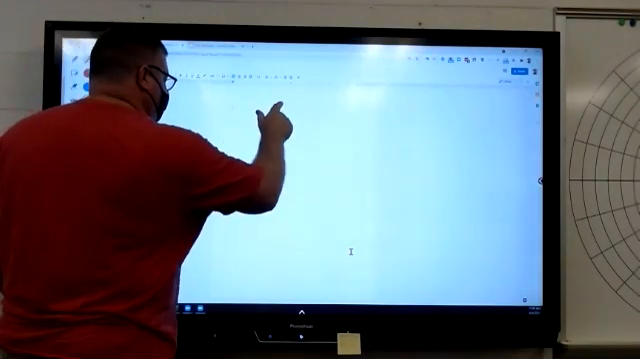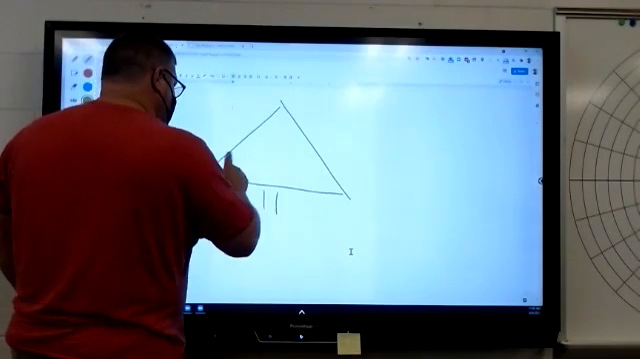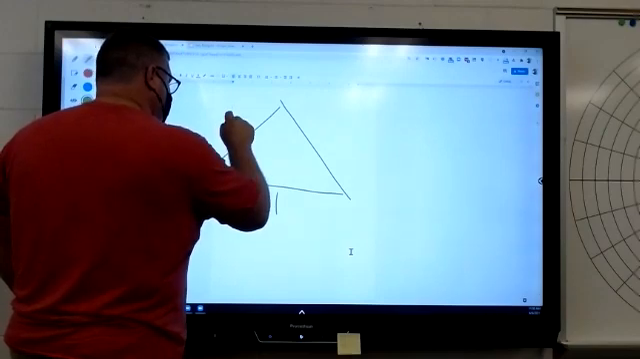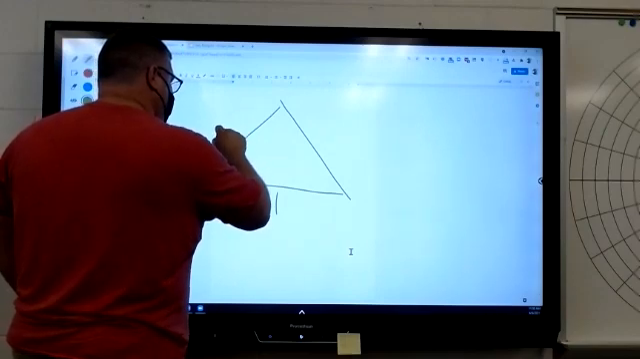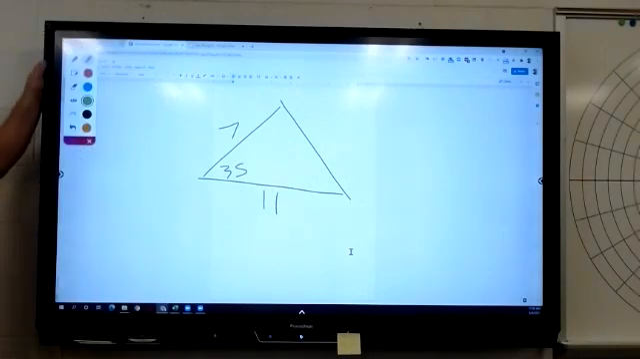Let's talk about a different type of problem. 11, 35, and 7. How come I'm not going to use law of sines here? How come I cannot use law of sines? I don't have what? Opposite. I didn't have a pair, did I? I don't have anything opposite each other.